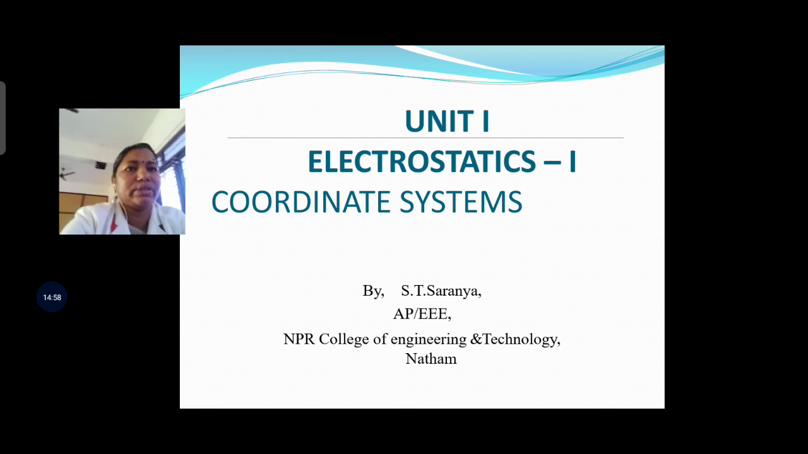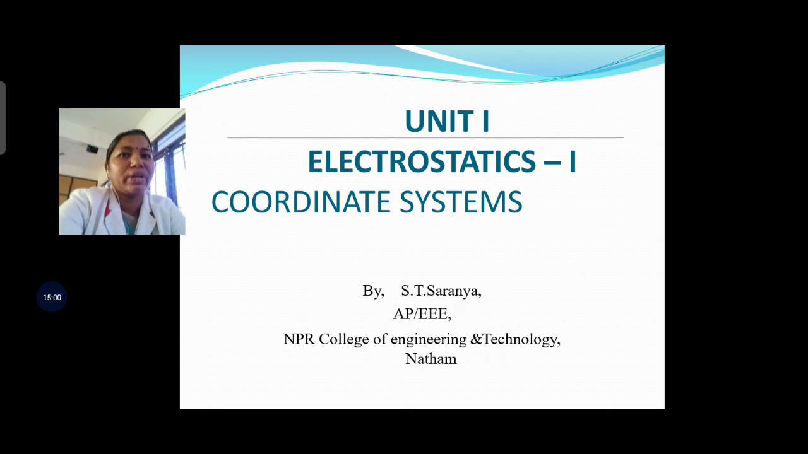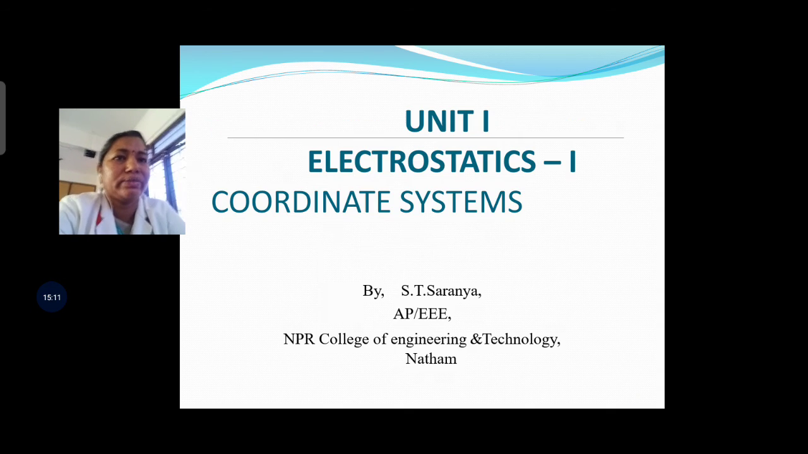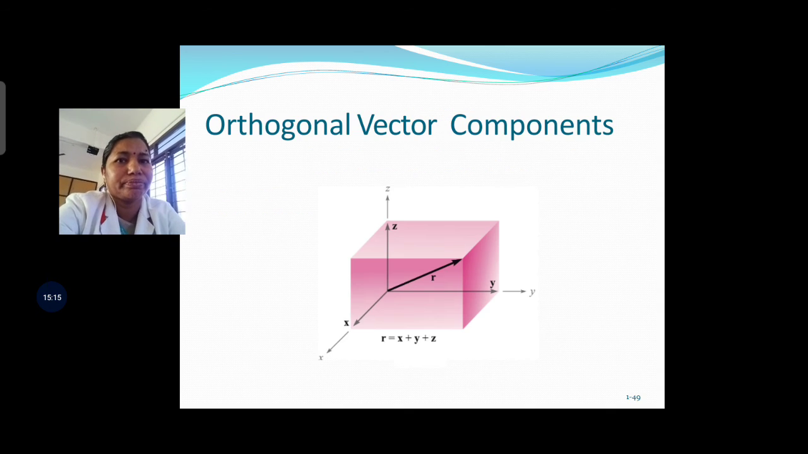So next we are going to study about coordinate systems. In coordinate systems we have three types: rectangular, spherical and cylindrical coordinate systems.